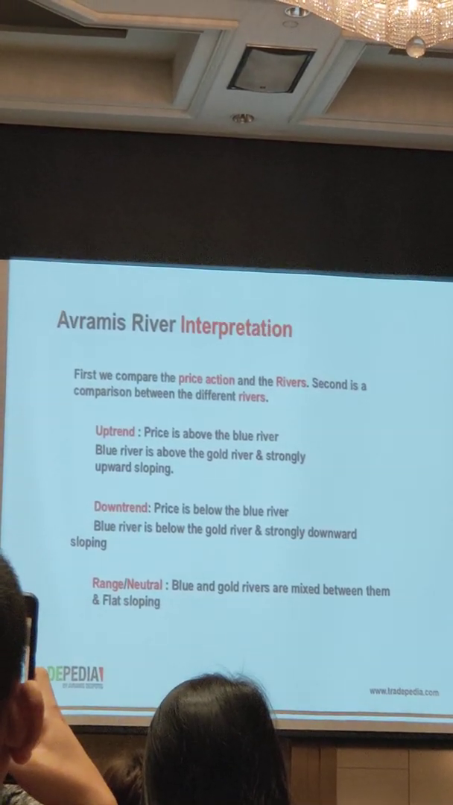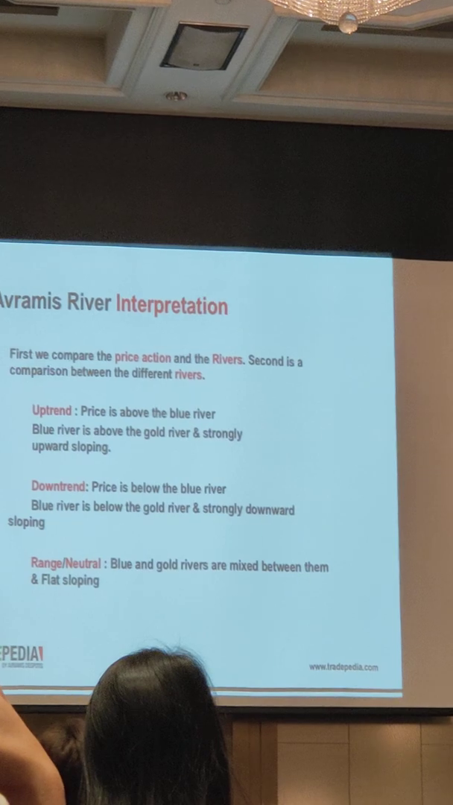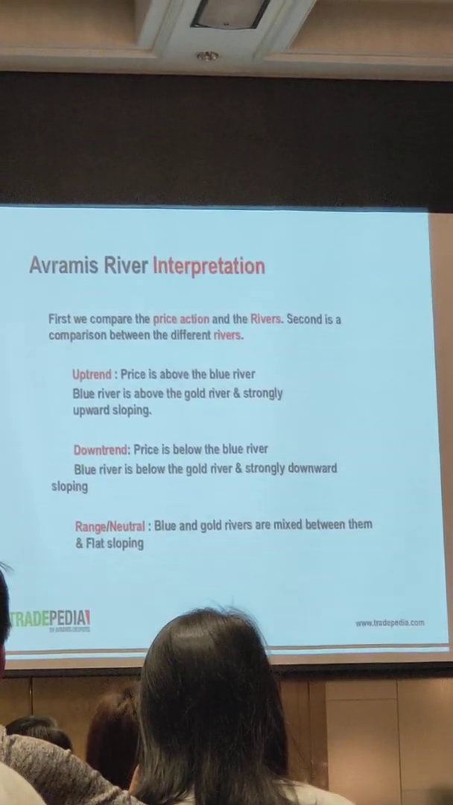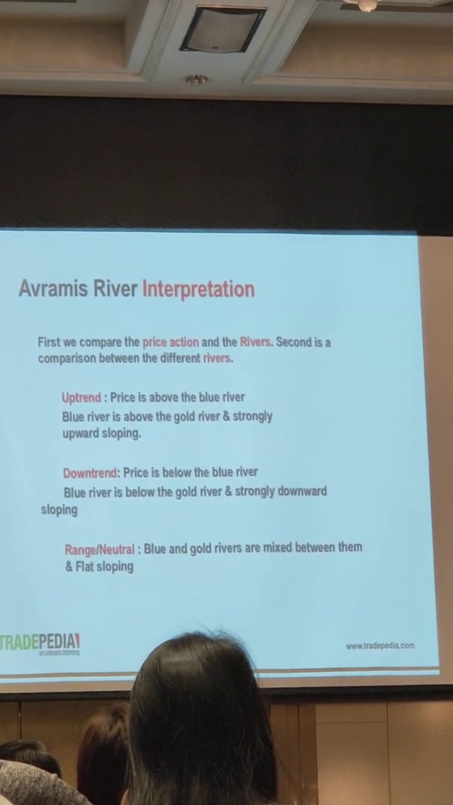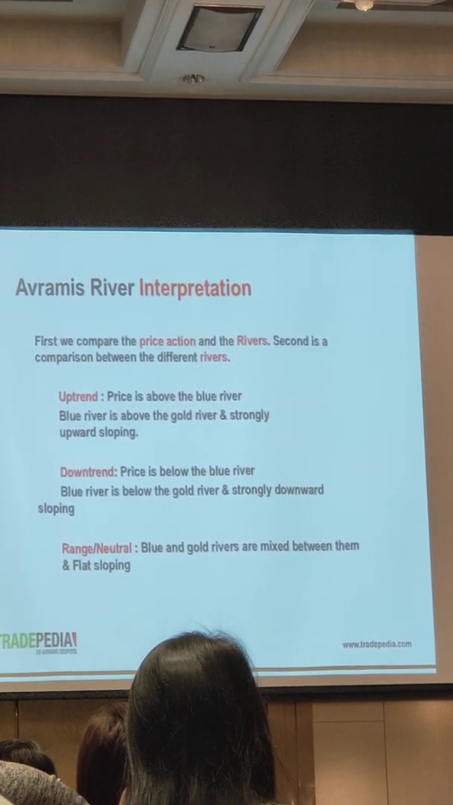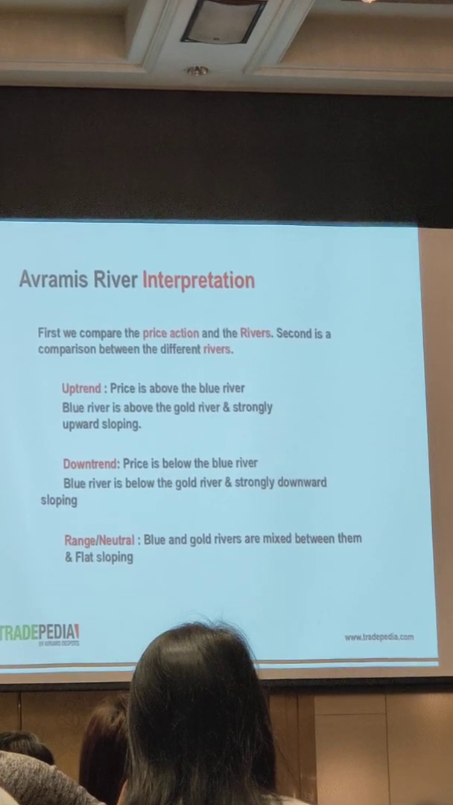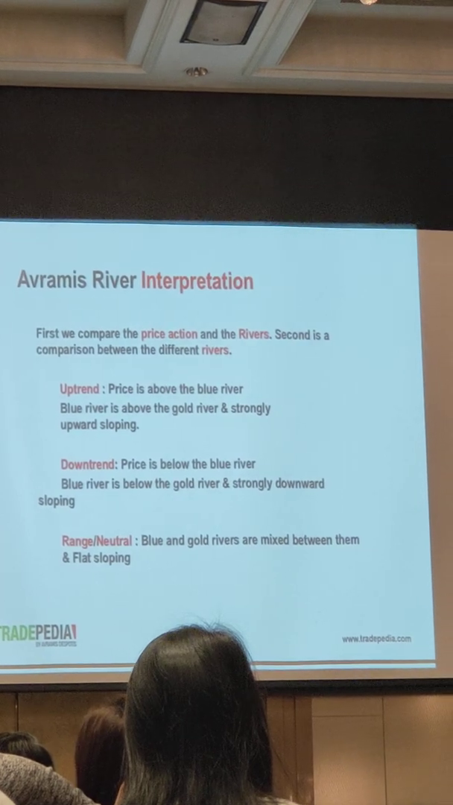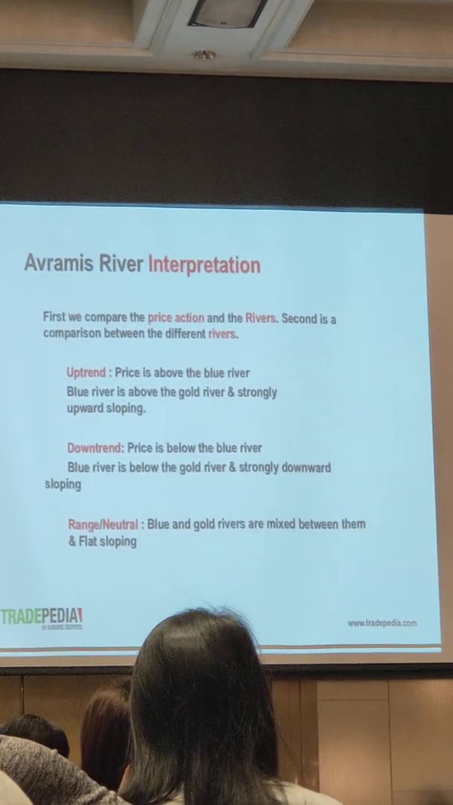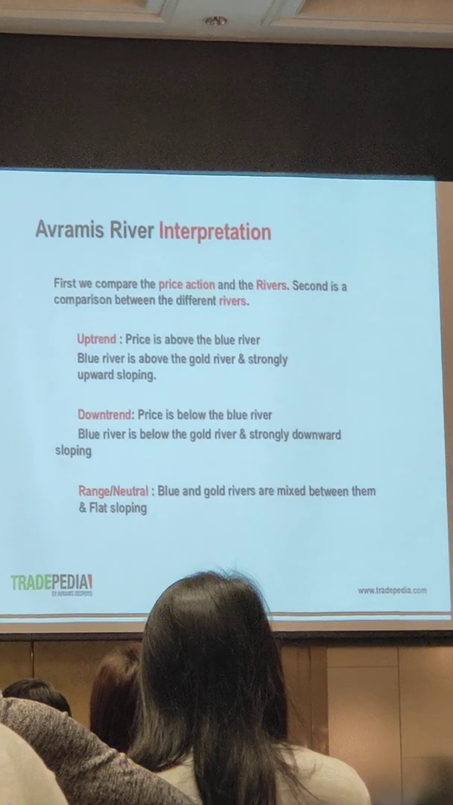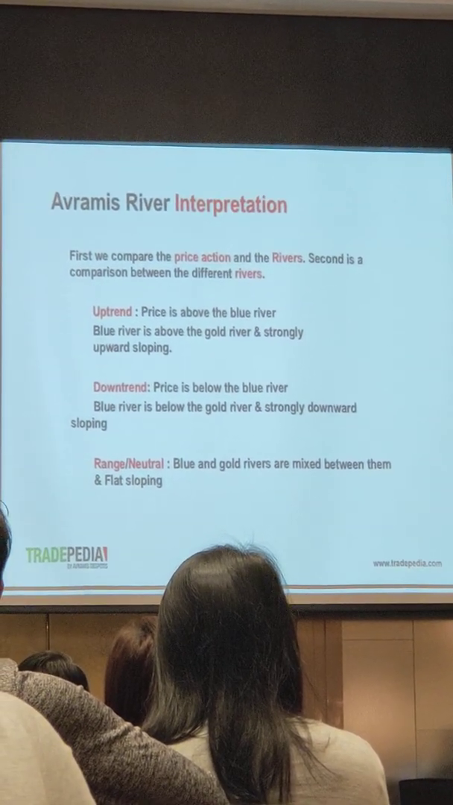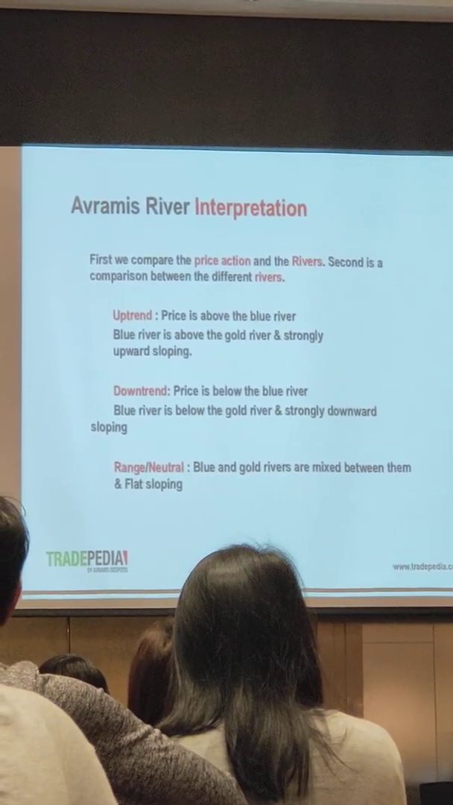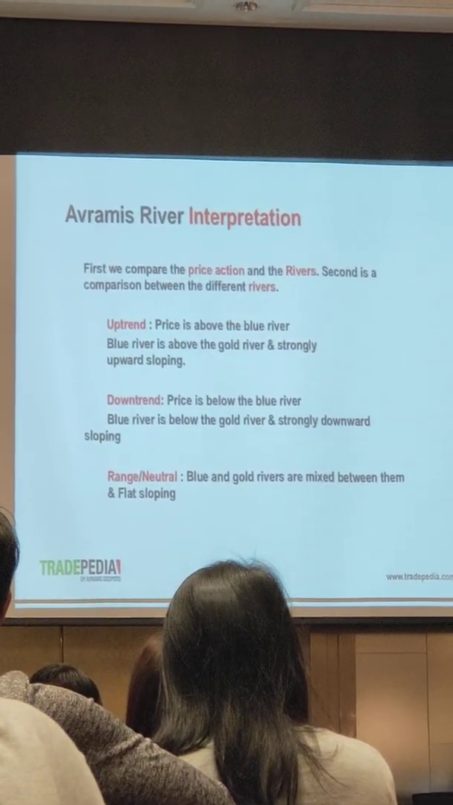To know at a glance whether the market is in an uptrend, downtrend, or ranging: if it's an uptrend, the price is above the blue river. So the price is on top, the blue river is below the price, and the gold river is below the blue river. Price, blue river, gold river. If you see that, the market is in an uptrend. When the price is below, then you have your blue river, and the gold river is on top, that's a downtrend. Simple, right?